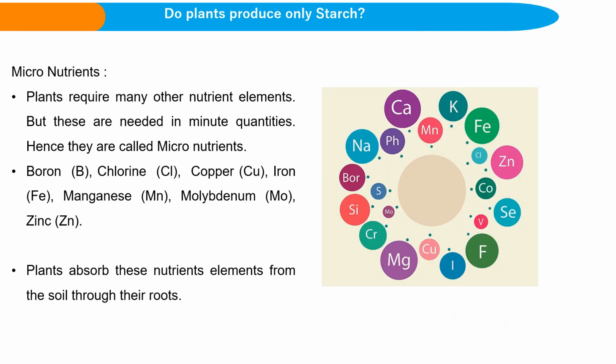And coming to the micronutrients, plants require many other nutrients, but these are needed in minute quantities. The other nutrients are also required by plants, but in minute quantity, hence called micronutrients. Example: boron, chlorine, copper, iron, manganese, molybdenum, zinc, etc. And plants absorb these nutrients from the soil through their roots.